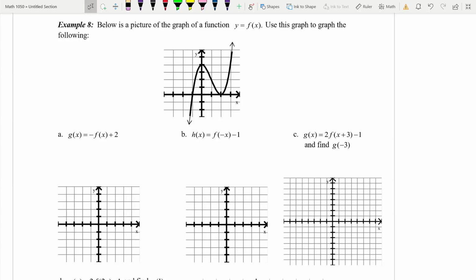The thing that makes this difficult, that graph that you see, that's not a parent graph. You don't have the stretch memorized. You don't even have an equation. Okay, so it makes it kind of difficult.